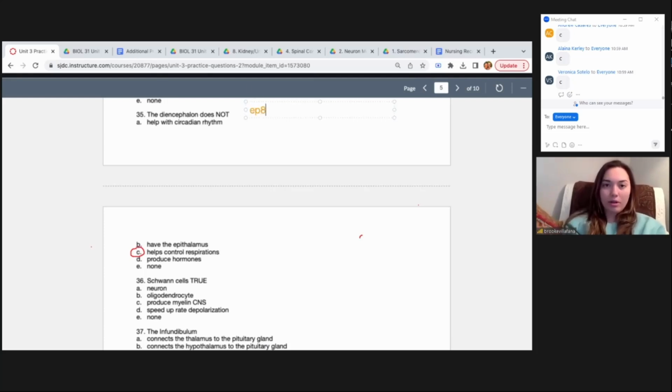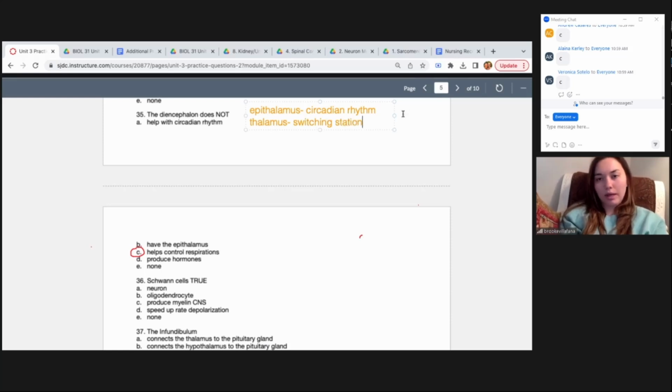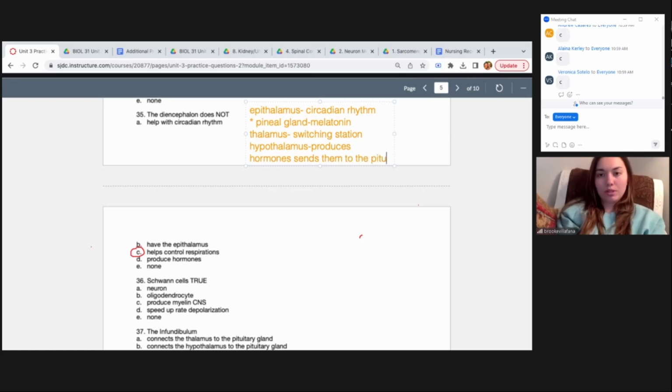Because the diencephalon has the epithalamus, which is for circadian rhythm, has the thalamus, which is a switching station. The epithalamus has the pineal gland, which produces melatonin. That's why it regulates circadian rhythm. Then it has the hypothalamus, which produces the hormones and sends them to the pituitary gland for storage via the infundibulum, right? Via the infundibulum, which is like the tube that connects them.